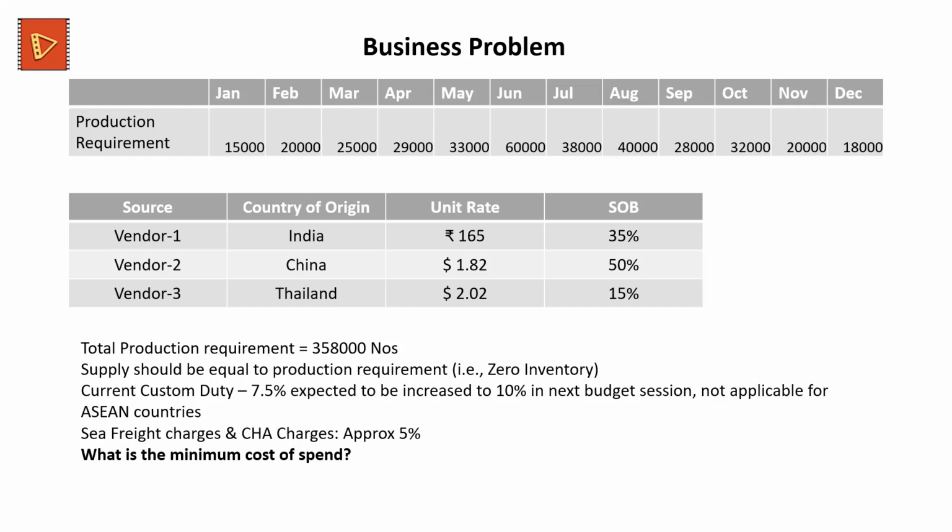So now the procurement team has to come up with a business plan or a procurement plan to arrange the material at a minimum cost of spend. Now we are going to solve this business problem using Excel. So we will move on to Excel.